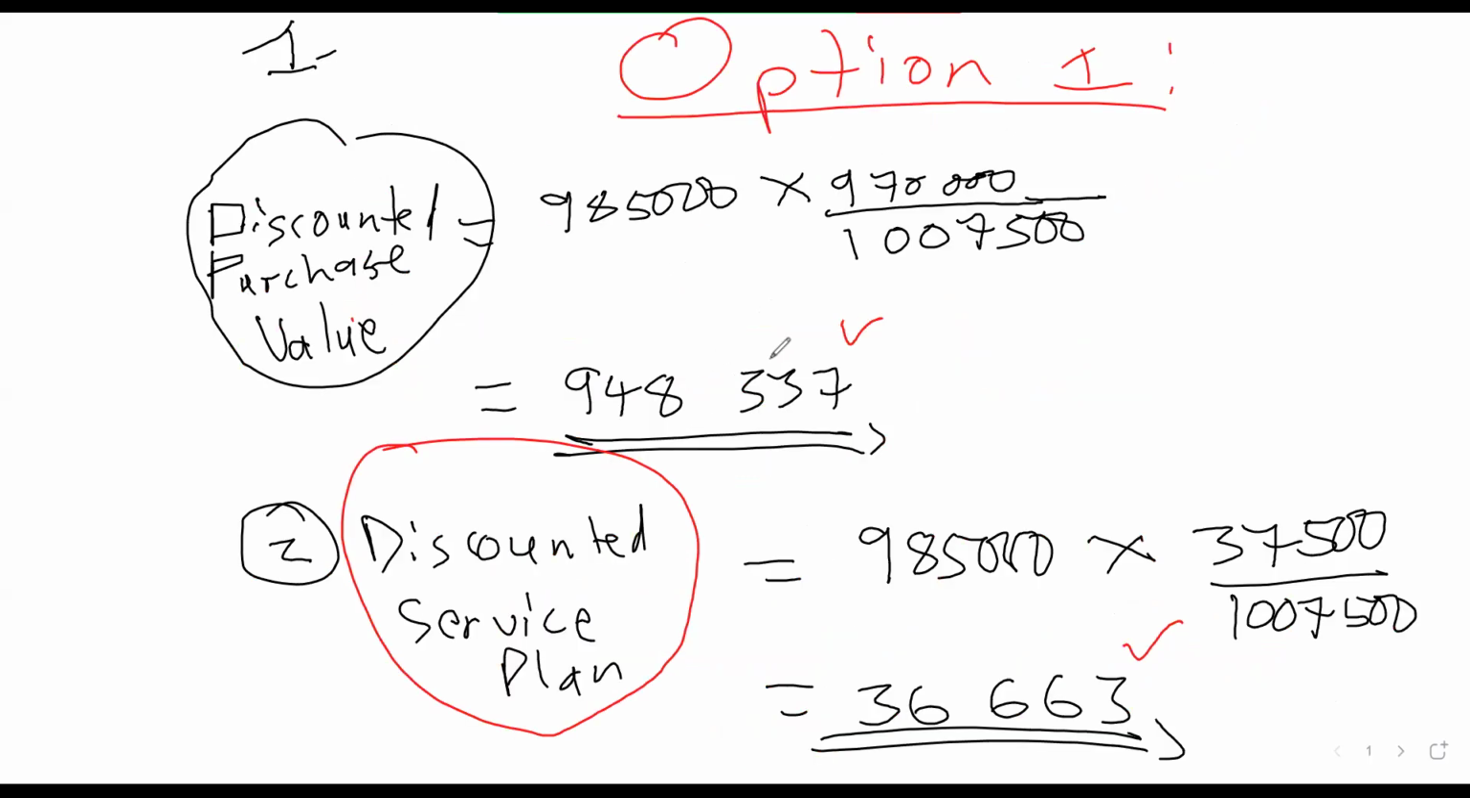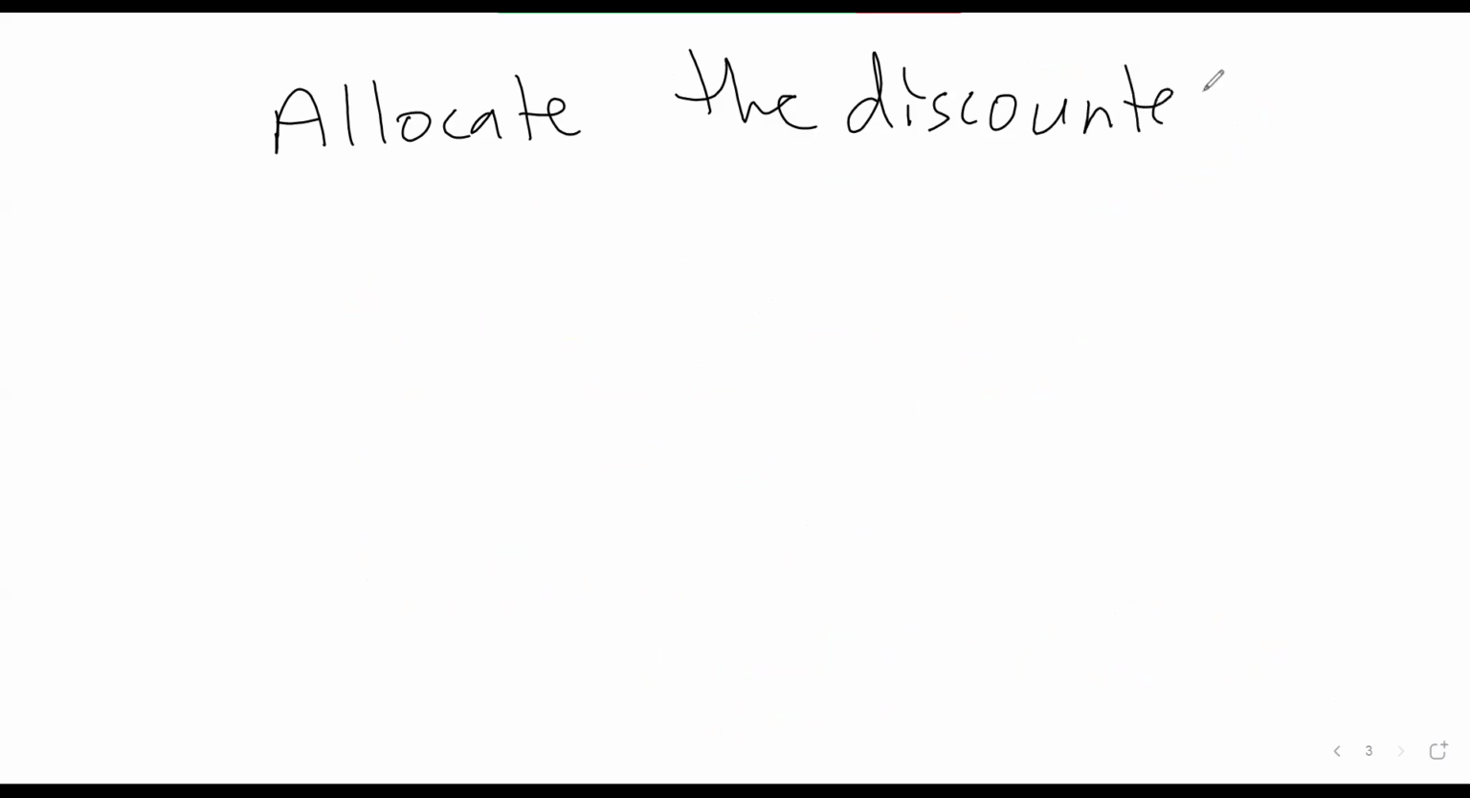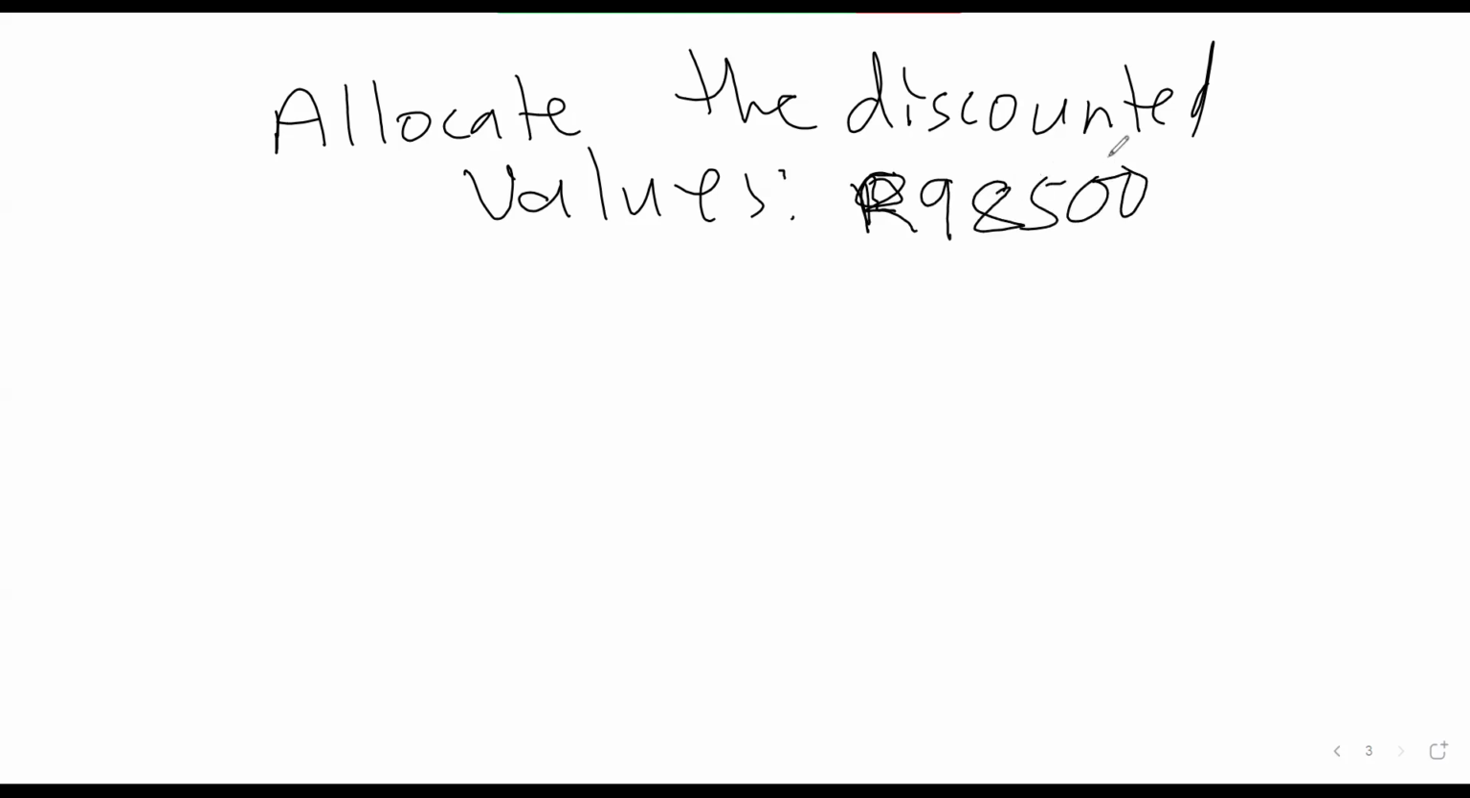Now, if you want to determine these values after you've gotten the discounts, it's very easy. We are now trying to do what we had done in option 1 in a different way. So we want to allocate the discounted values. Are we together? We already know that the total discounted value is supposed to be 985,000 rands. We want to allocate this 985,000 rands between the purchase value of this vehicle and also the service plan.